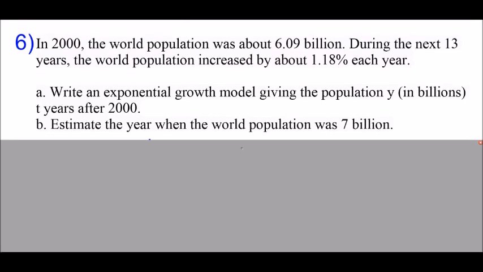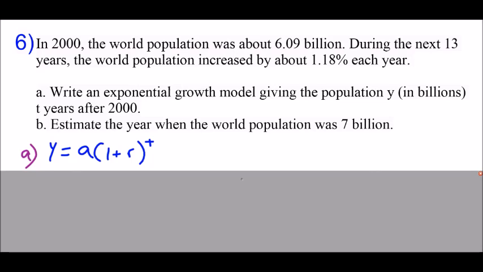In 2000, the world population was about 6.09 billion. During the next 13 years, the world population increased by about 1.18% each year. So write an exponential growth model giving the population y in billions of people, and using t to represent time, which is in terms of years, and that's after the year 2000. And then let's estimate the year when the world population was 7 billion.